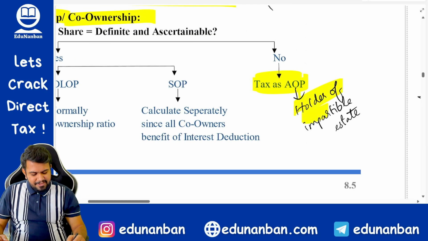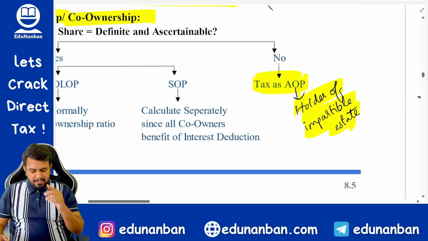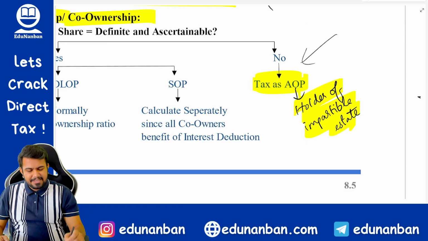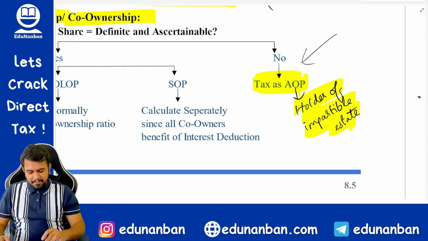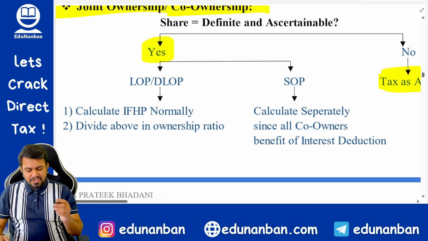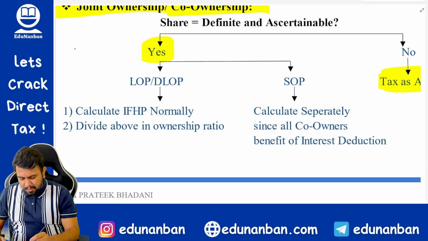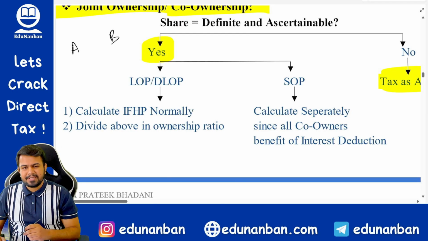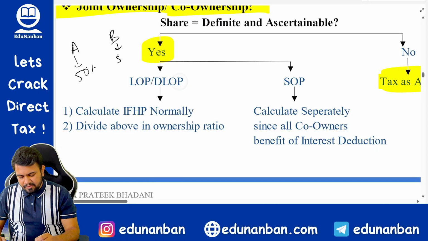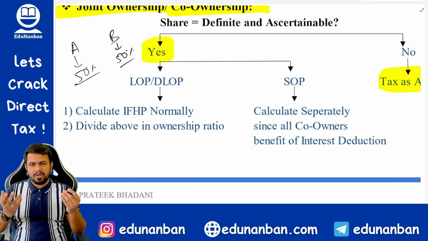Okay, which I discussed when I told you about holder of impartible estate. But this taxation of AOP is not there in your syllabus. In your syllabus you have only the cases where the share is definite and ascertainable. So for example, there is a property where there are two owners, A and B, and A is the 50% owner, B is also 50% owner. This means share is definite and ascertainable. You know what percentage is owned by whom.